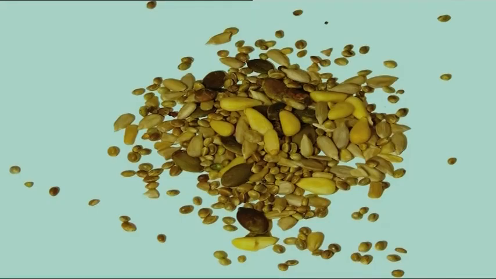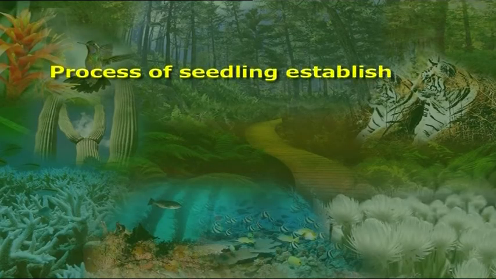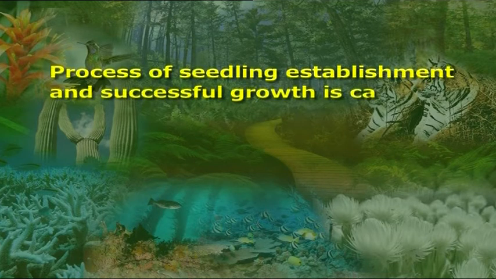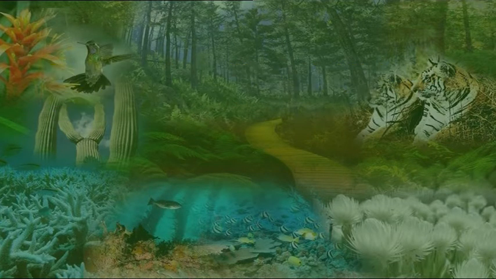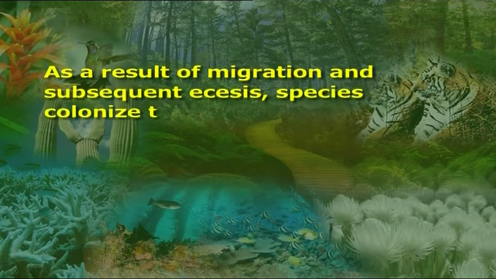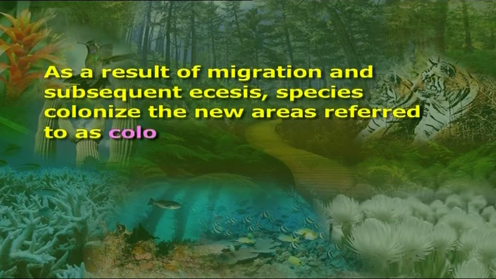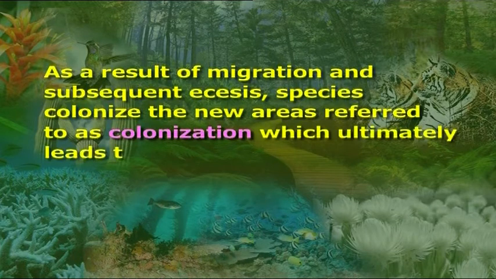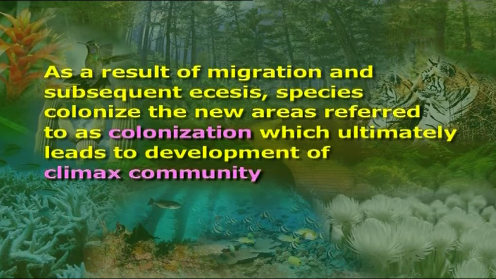These seeds, after germination, developed into seedlings, which then develop into adults. But only a few of these survive and are capable of successful growth, and this process of seedling establishment and successful growth is called ecesis. As a result of migration and subsequent ecesis, species colonize the new areas, referred to as colonization, which ultimately leads to development of climax community.